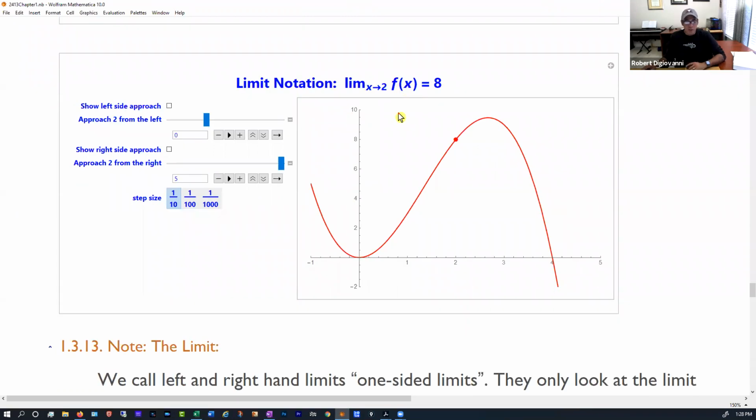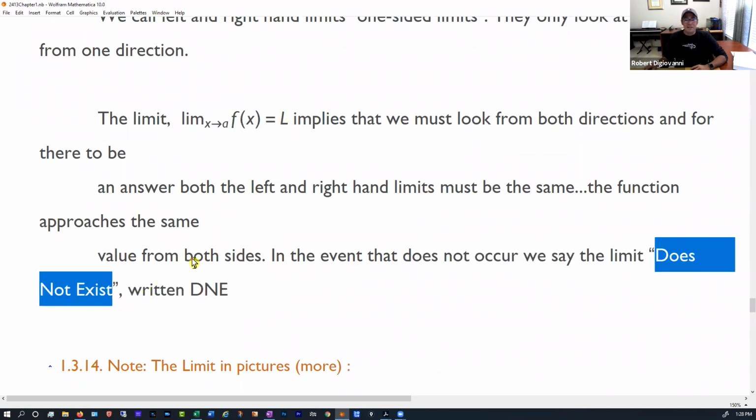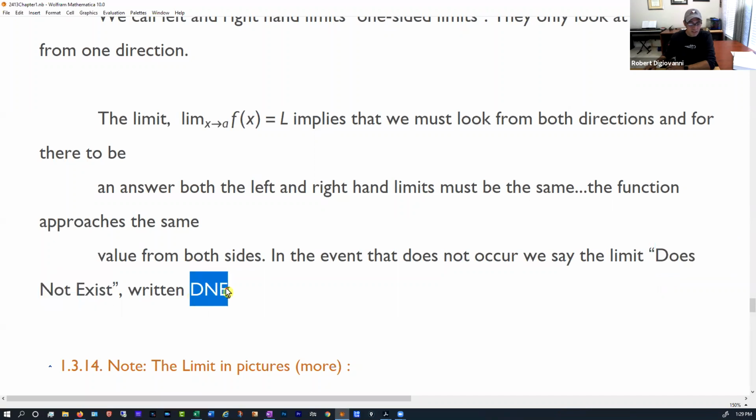Okay, and I'm going to give you a visual example of this, but this note is to tell you what to do when you're looking from both sides and they go to different places. What do you write down? What we write is the words does not exist. We will say the limit does not exist if the left limit and the right limit do not match to the same number. Or we'll write DNE. This is an abbreviation, DNE. Most textbooks use that. You'll see me write that all the time.